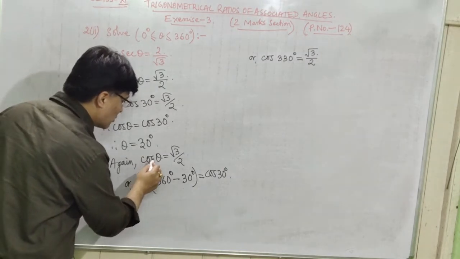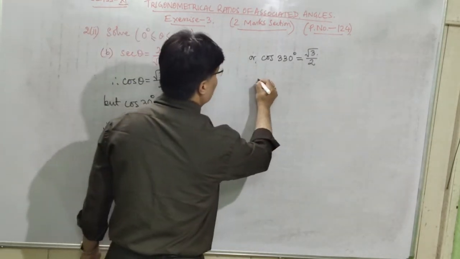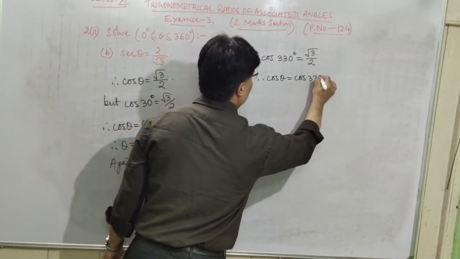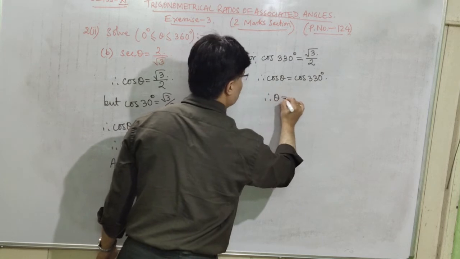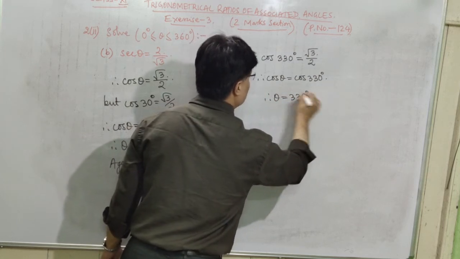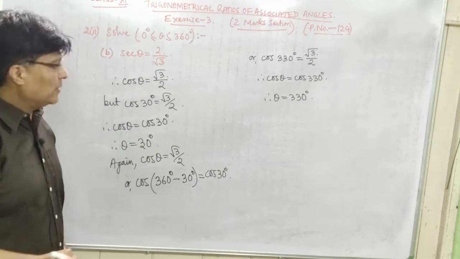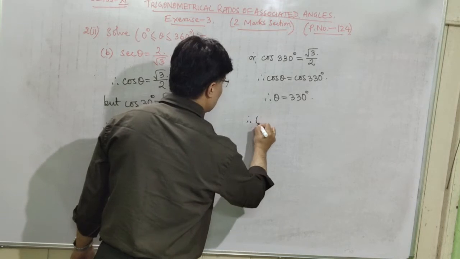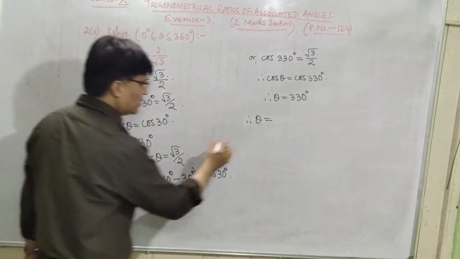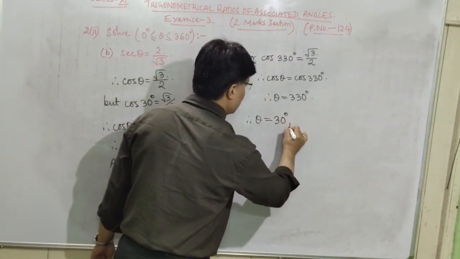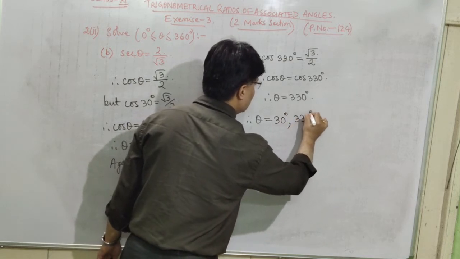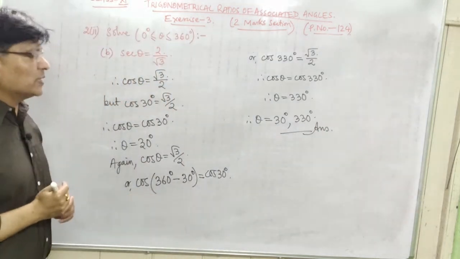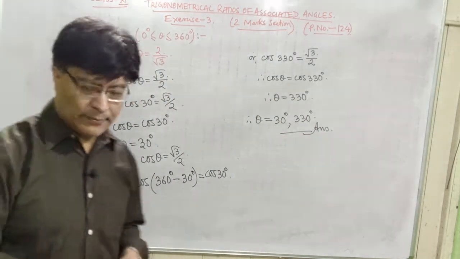Okay. So now this cos theta is root 3 by 2, also cos 330 degree is root 3 by 2. That means we can equate this cos theta and cos 330 degree. So therefore cos theta is equal to cos 330 degree. So therefore what is the value for theta now? So theta is equal to 330 degree. So what are the answers for theta? What are the values of theta in this case? So therefore theta is equal to, first one is 30 degree, and what is the second one? It is 330 degrees. So these are the answers. So I think you have understood it. So you can copy it.